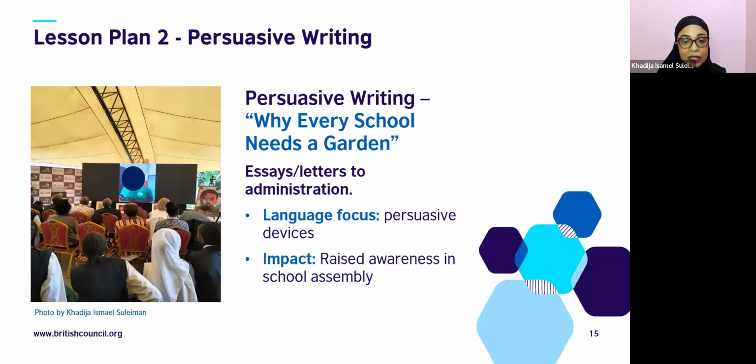So the language focus in this was learning how to use persuasive devices. We also wrote a letter to the local leaders, inviting them to come to the school and support us where necessary. They came to the school, they saw what we were doing, and they managed to help us with a few gardening equipment.